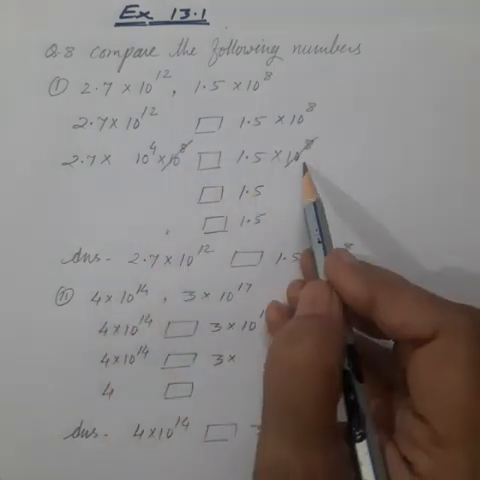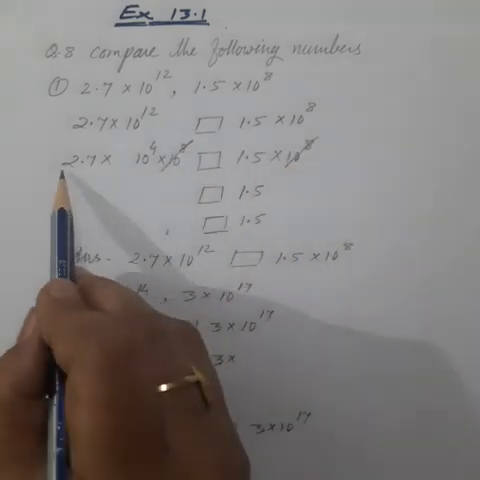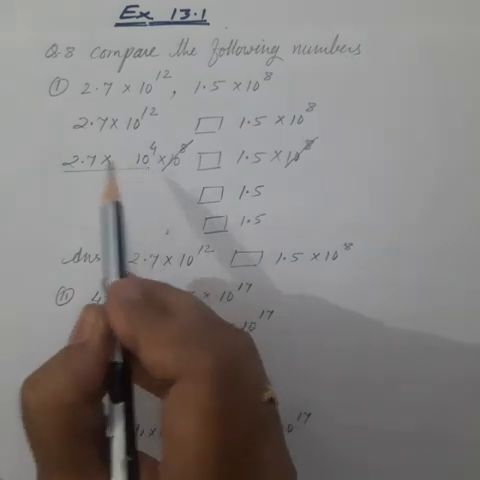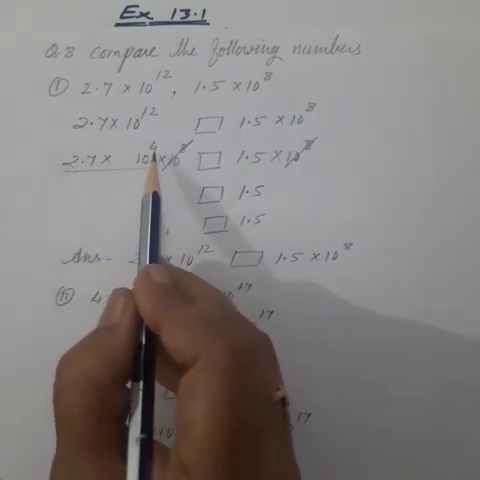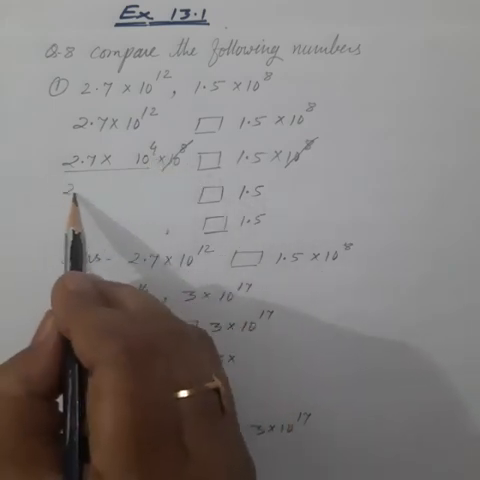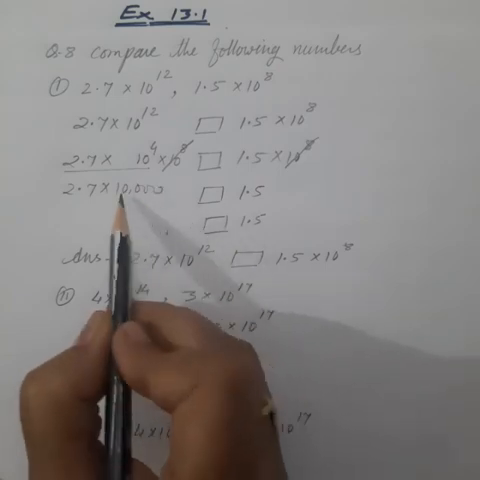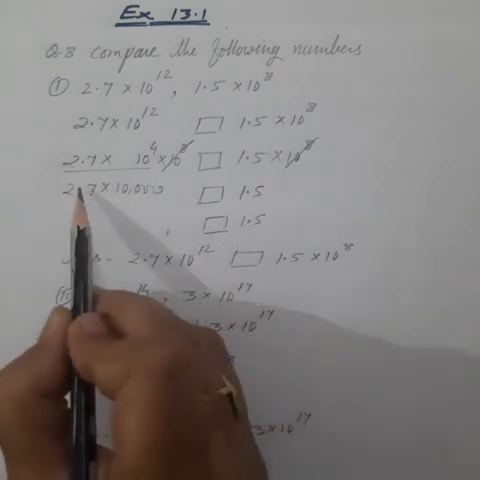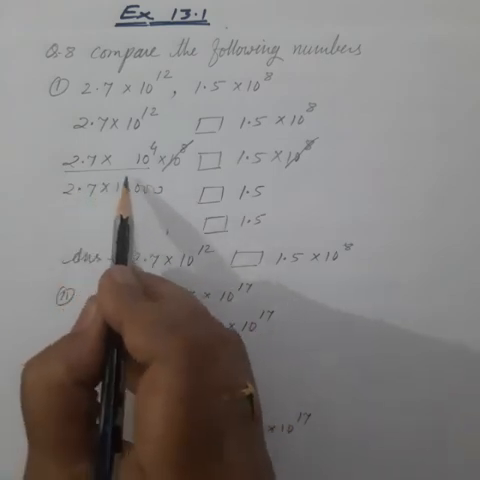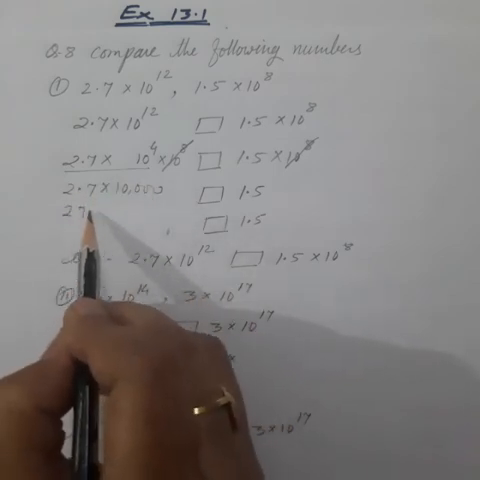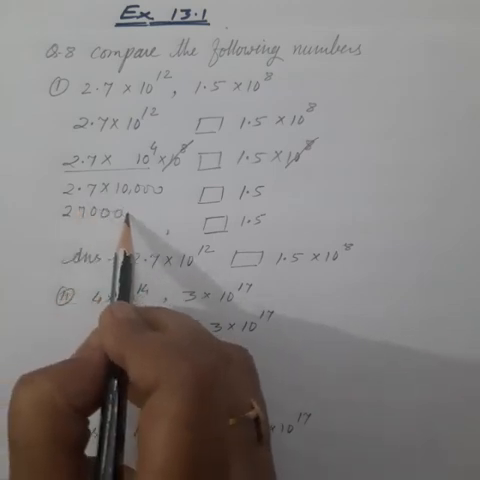Now from both sides we can cancel same number. Divide both sides by 10 to the power 8. It will cancel. Now find out the value of this. 2.7 into 10 raised to the power 4. That means 10,000. So write it. 2.7 into 10,000. Here there are 4 zeros. So this point will move 4 digits right. From here 4 digits. 2, 7, 0, 0, 0. From here the point will come here.